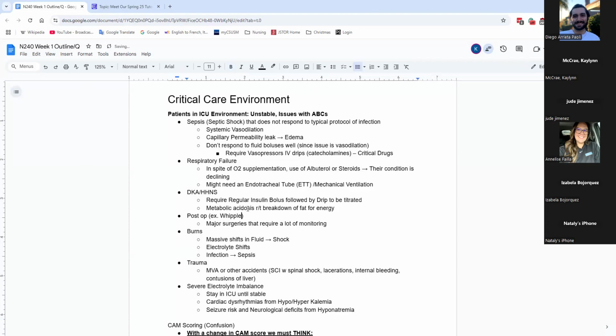So ICU is like the absolute worst of the worst. Something is very, very wrong with their ABCs, and if something's not done, they will die. That's kind of what I want to get to with that.